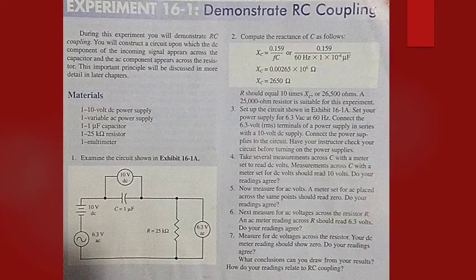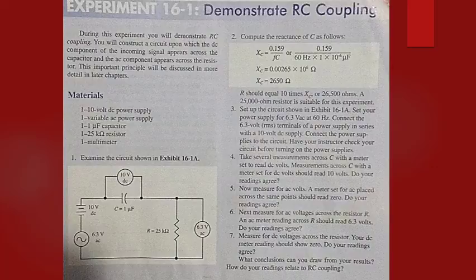Experiment 16-1, demonstrate RC coupling. During this experiment, you will demonstrate RC coupling. You will construct a circuit upon which the DC component of the incoming signal appears across the capacitor, and the AC component appears across the resistor. This important principle will be discussed in more detail in later chapters.